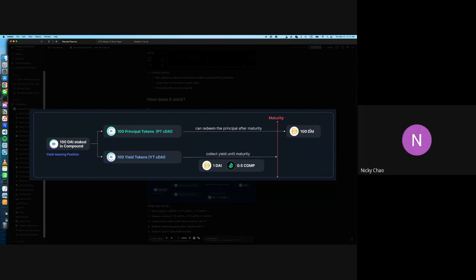For the 100 DAI, you can only claim it after the maturity. But for the yield, you can claim it anytime during the whole year. And this is a specific time. Yeah, this is a specific time.